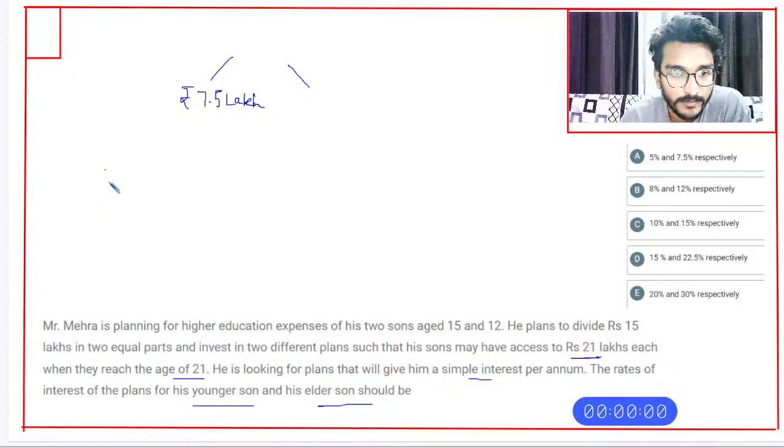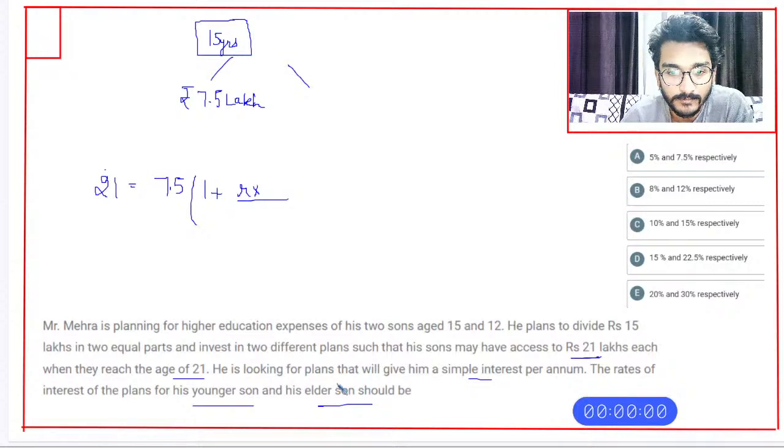Easy, free flow question. The amount is 21 lakh. The principal is 7.5 lakh for each of them. P plus R, 1 plus R. What is the rate of interest that we have to find? Now the time period. Let's suppose he is 15 years old. Let's say he's the elder one, 15 years. So he has to go till the age of 21. So means 6 years.